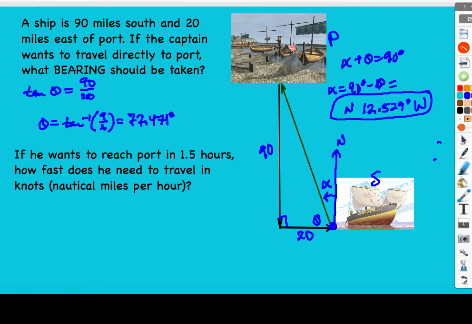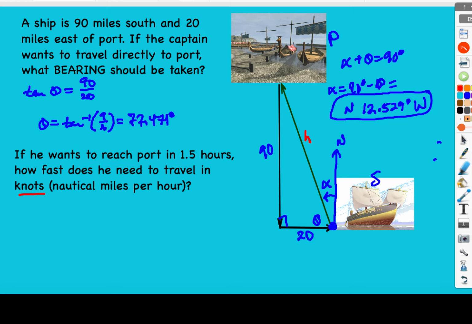If he wants to reach the port in 1.5 hours, how fast does he need to travel in nautical miles per hour? Realize that if they ever refer to knots, we're talking nautical miles per hour, which essentially is miles per hour. Well, we know that the direction straight back to the port is just going to be our hypotenuse here. Let's just call it h. We haven't used that variable yet. And so if I can find the length of h, we need to reach port in 1.5 hours. I can divide my miles by my hours.